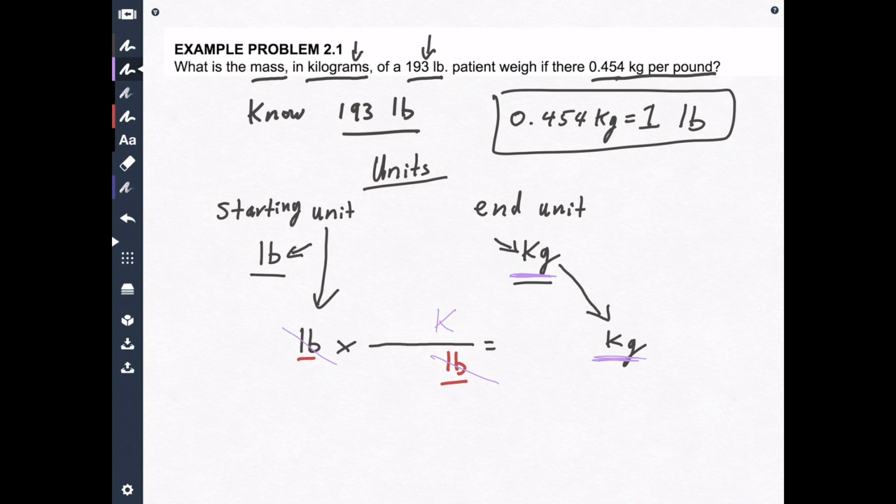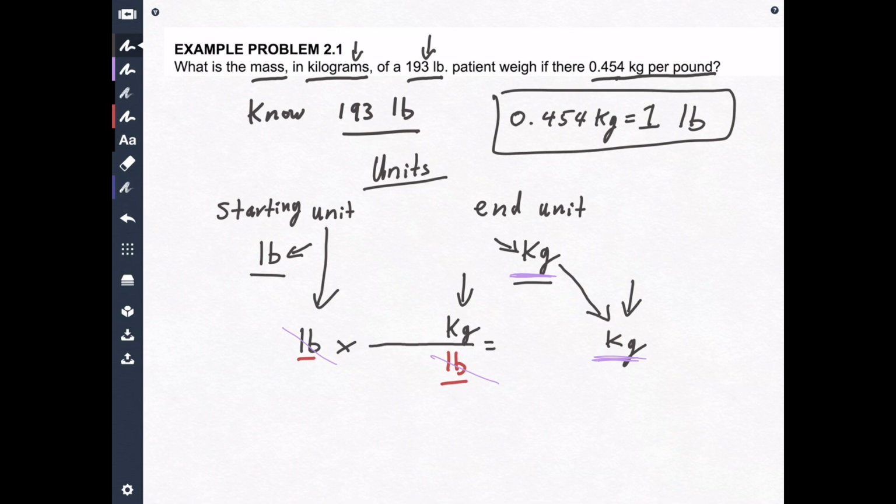Kilograms goes up there. Let me do that a little neater. Let's put that in black, actually. Kilograms. There you go. So now if we do this transformation, pounds multiplied by kilograms divided by pounds, this unit does not cancel and ends up in your answer. So the question is set up properly.